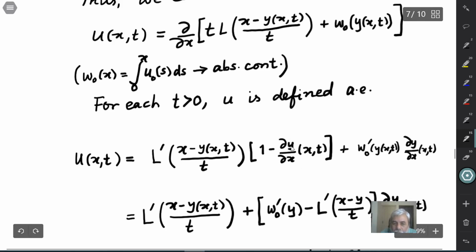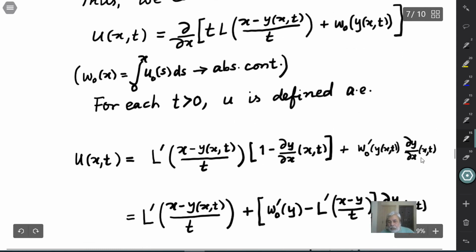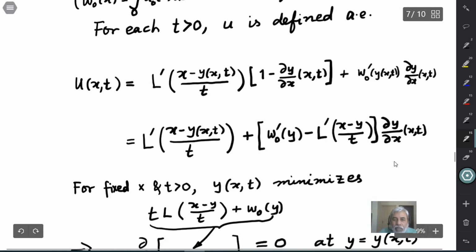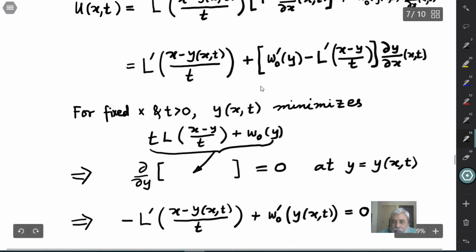Remember, this is only almost everywhere. Similarly with the composite function W0 with y, we get W0 prime times dy/dx. Again you simplify a little bit: you combine these two terms, W0 prime of y, where y is y(x,t), minus L prime of (x - y)/t, into this dy/dx, the partial derivative. Now we'll see what this term in the bracket is.